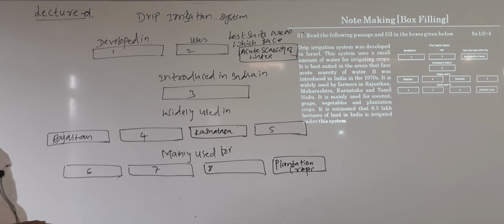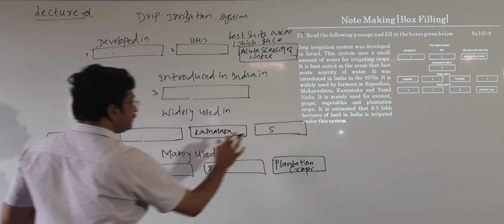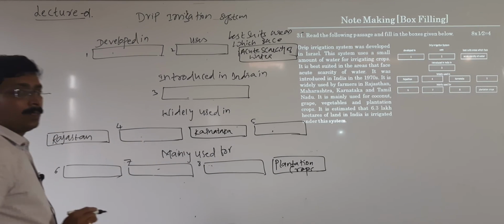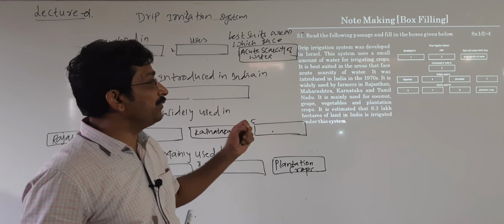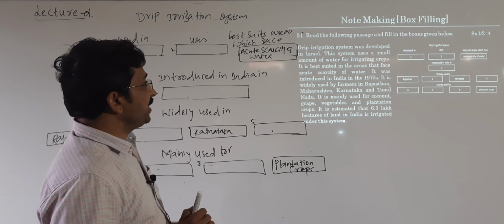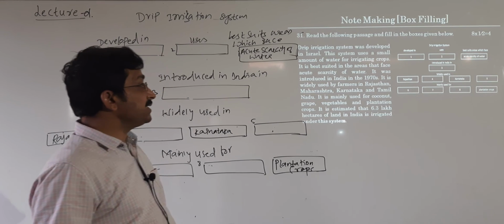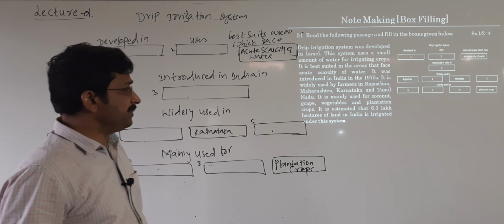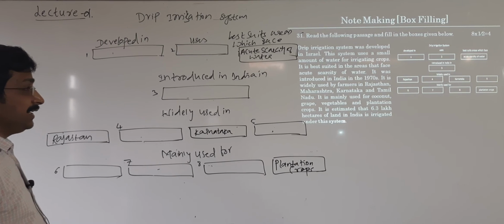So, drip irrigation system developed in, I'll write numbers outside. 1, 2, 3, 4, 5, 6, 7, last one. So, drip irrigation system was developed in Israel. This system uses a small amount of water for irrigating crops. It is best suited in the areas that face acute scarcity of water. It was introduced in India in the 1970s. It is widely used by farmers in Rajasthan, Maharashtra, Karnataka and Tamil Nadu. It is mainly used for coconut, grape, vegetables and plantation crops. It is estimated that 6.3 lakh hectares of land in India is irrigated under this system.